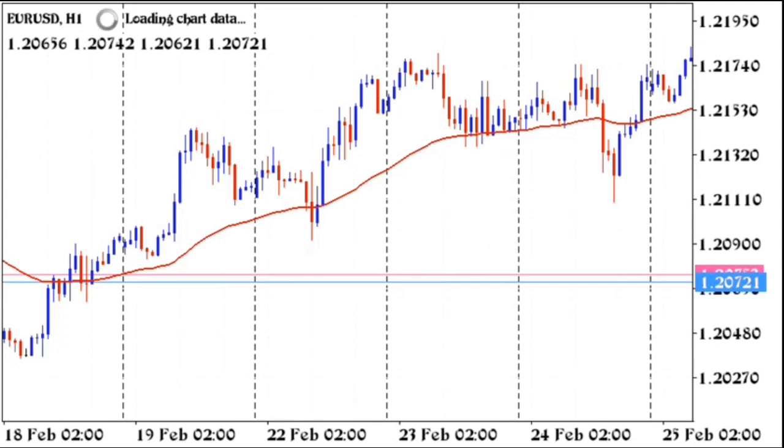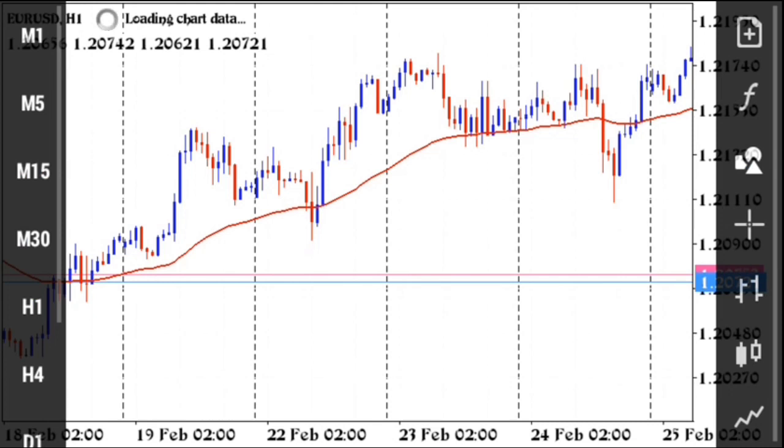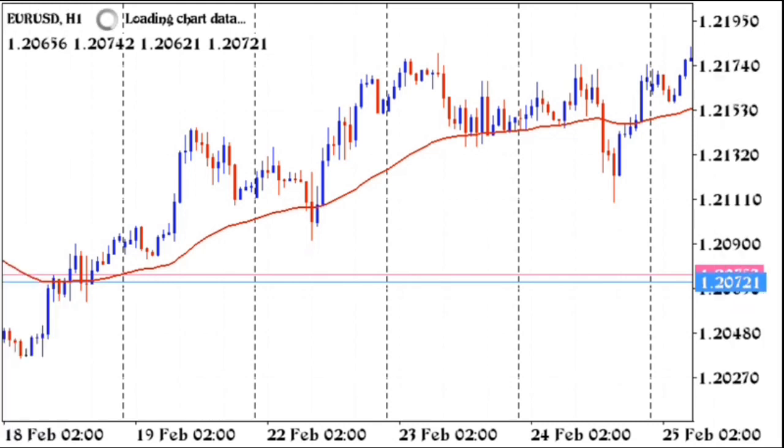So back to the strategy, guys. In this strategy, the time frame to use for analysis is the 1 hour time frame, and the entry time frame is the 15 minutes.